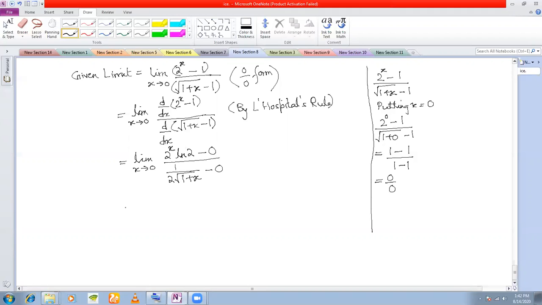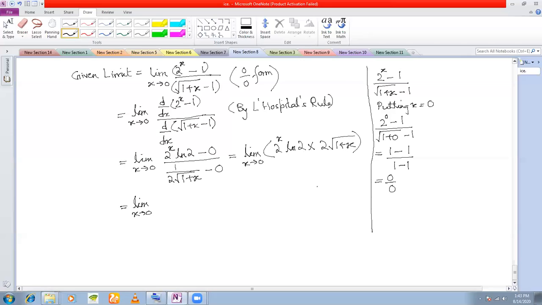Okay, so once we have differentiated, limit x tends to 0. Let me write here, limit x tends to 0. We get 2 to the power of x ln 2 into 2 root 1 plus x, right? Because this 2 will come in the numerator. This is what you get.